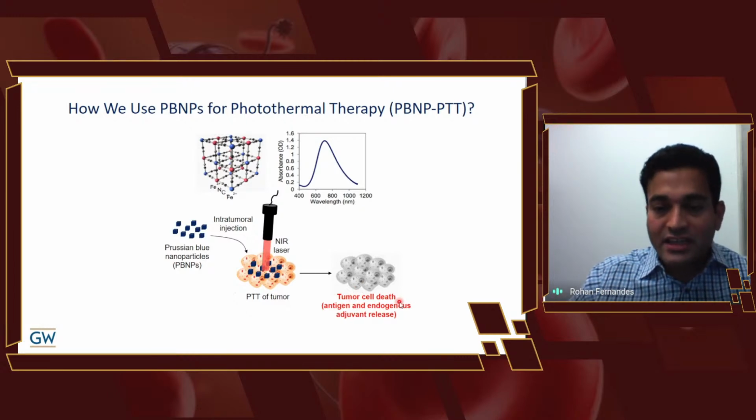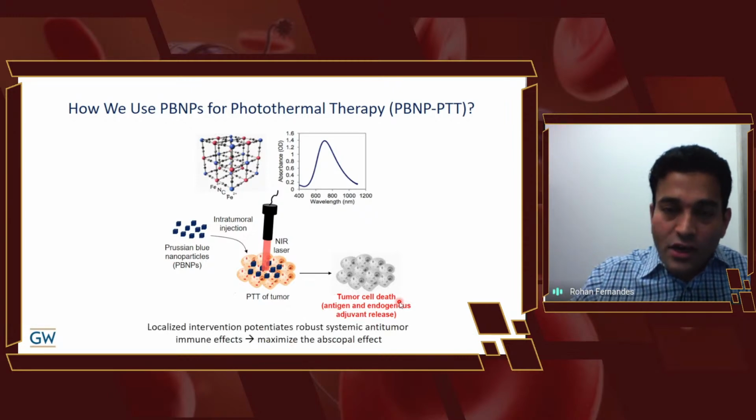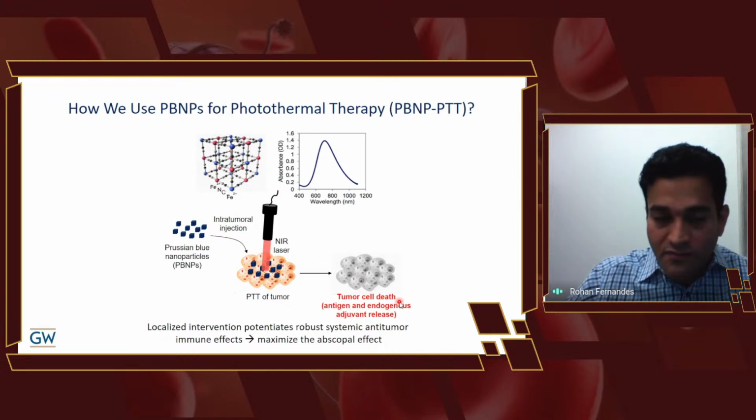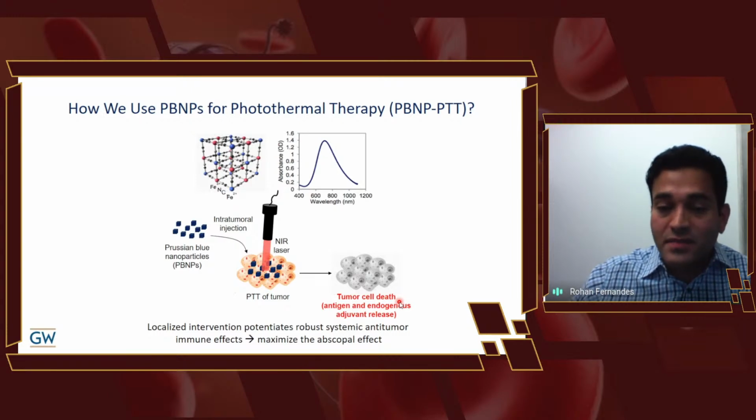Now, I talked about this in lecture 1, but we are not only interested in tumor cell death, we are very interested in the release of antigens and endogenous adjuvants from the tumor cells. These endogenous adjuvants signal to the immune system, and there are many of them, including damage-associated molecular patterns. And what we're really hoping to achieve is that this localized intervention potentiates a robust systemic anti-tumor immune effect, which in combination with immune checkpoint inhibitors can maximize the abscopal benefit of our nanoimmunotherapy.